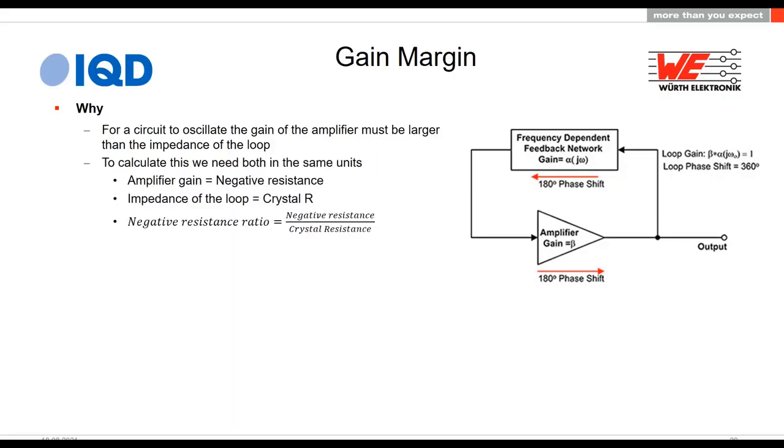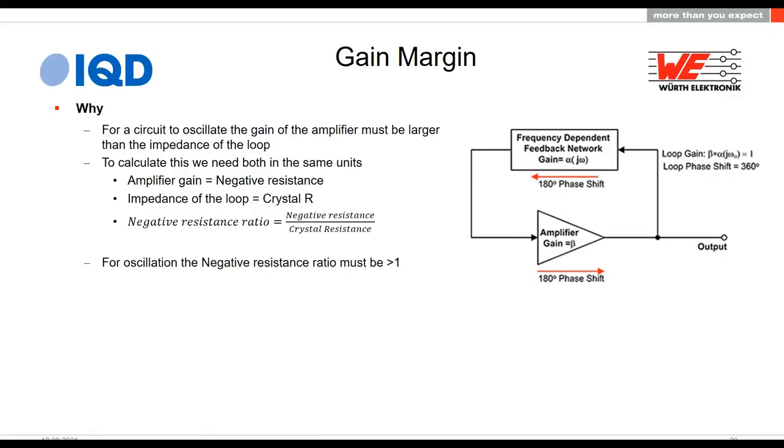How are we going to make an assessment of that? How are we going to make a measurement of that phenomenon? Well, what we're going to do is find a ratio of the gain of the amplifier versus the losses of the loop. In order to do that, we need both numbers to be in the same units. So we're going to need a negative resistance value for the amplifier gain. That's an ohmic value, and because it's a gain, it's going to be a negative ohmic value. And the impedance of the loop is the crystal R value, the resistance value that we measured when we measured the crystal off the circuit. If we divide one by the other, then we get a negative resistance ratio.